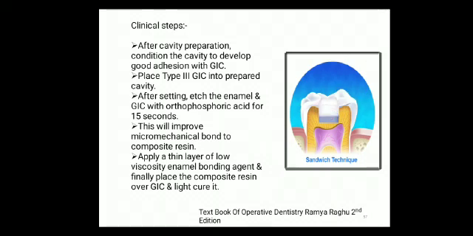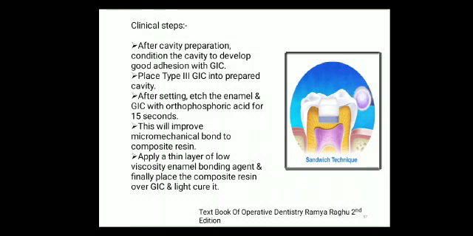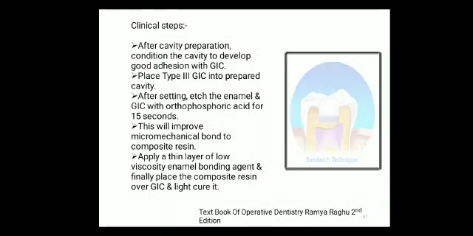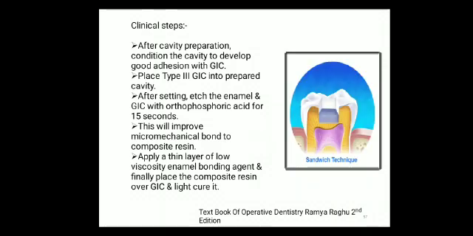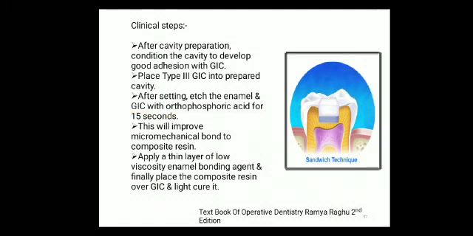After the setting of the GIC, etching is done on the enamel of the tooth surface and also on the GIC with orthophosphoric acid for 15 seconds. This will improve the micromechanical bonding of the composite resin with the tooth and restoration. Apply a thin layer of low viscosity enamel bonding agent and finally place the composite resin over the GIC and light cure it.